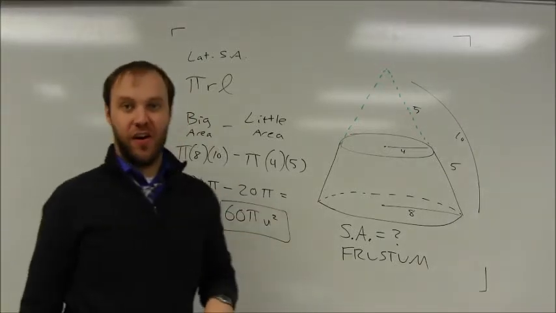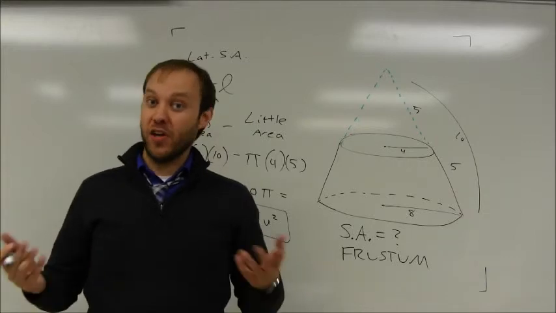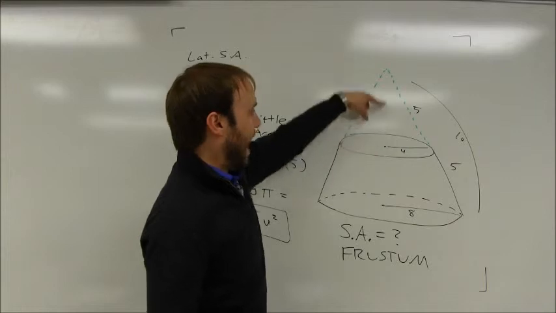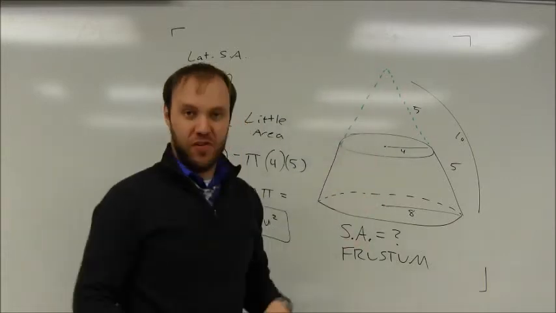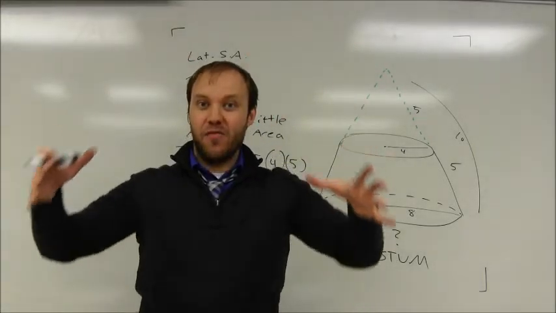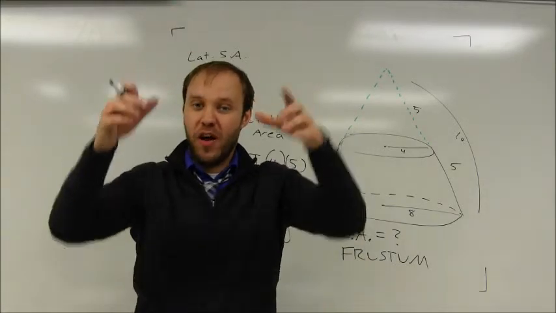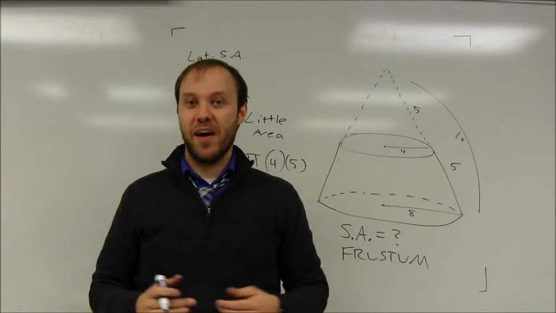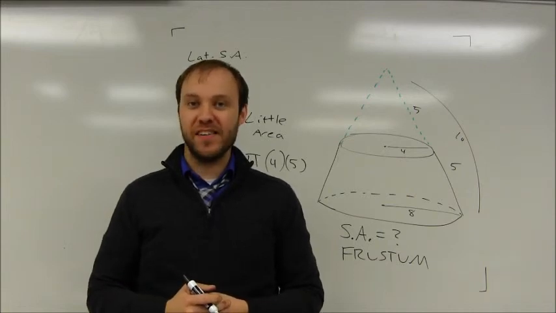whatever my unit measures are. You can do similar things with the volume of a frustum. You can basically find missing altitudes, and you could find the big volume minus the small upper volume, and that's going to give you the lower frustum volume. So lots of different possibilities here. All comes back to similar triangles.